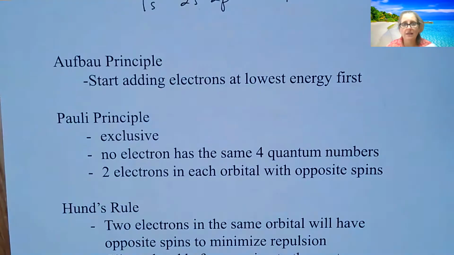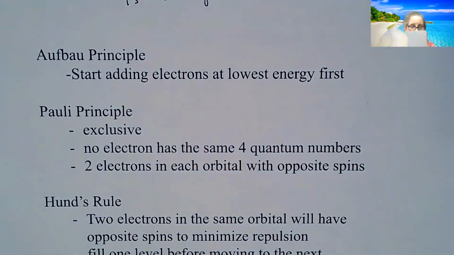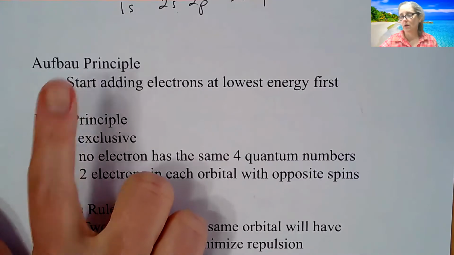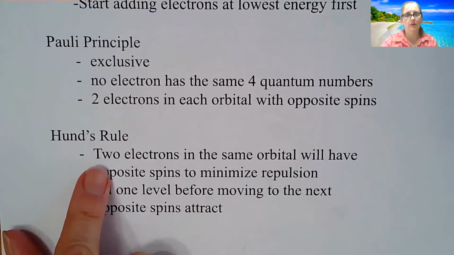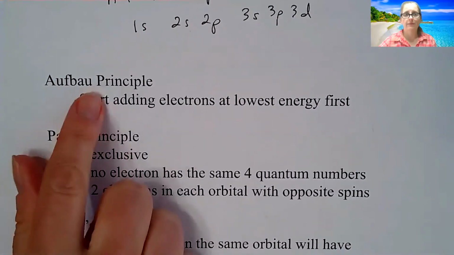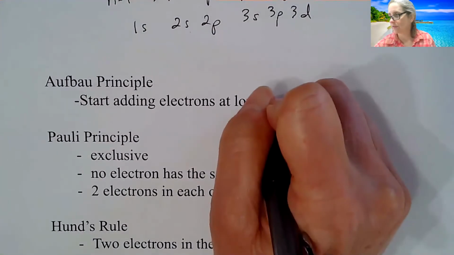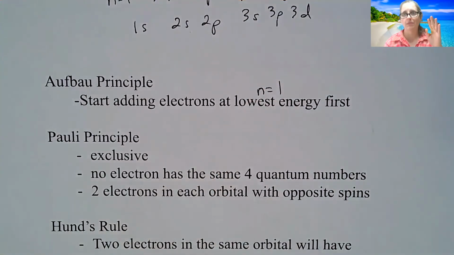All right, so the last thing I want to finish up with on this particular video is some of the rules for filling up these configurations, okay? And these I've already put in your notes, so you just want to maybe highlight a couple things if it makes sense. So we have 3 sets of rules called the Aufbau principle, Pauli principle, and the Hund's rule, okay? Aufbau principle says you always start adding the electrons at the lowest energy level first.